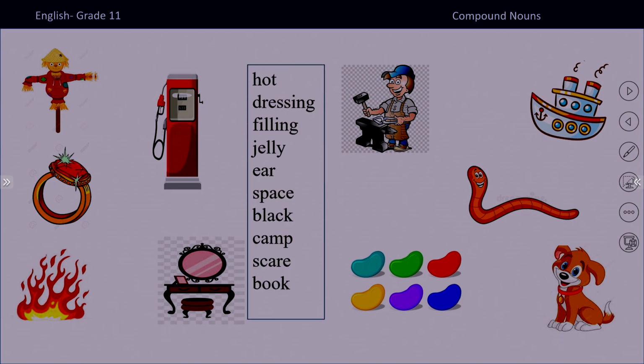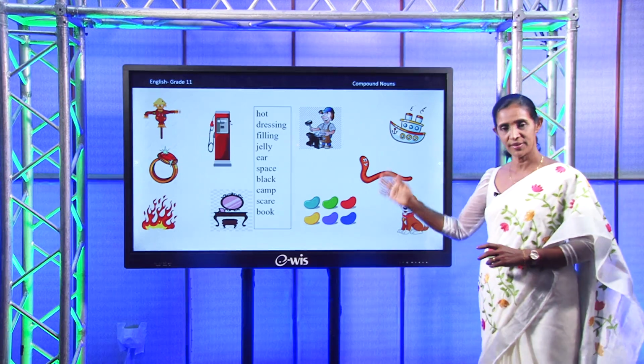So, look at the words in the box. The first one, hot. The second word is dressing. Third one, filling. Next, jelly, ear, space, black, camp, scare and book.